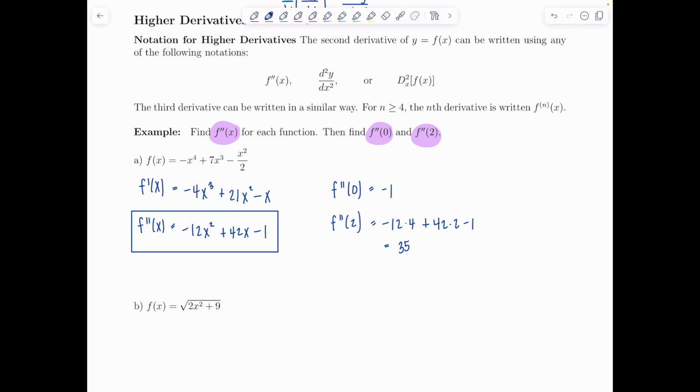Good? Should we check it or do we feel good? Negative 48 plus 84 minus 1. Beautiful. Look at us go.